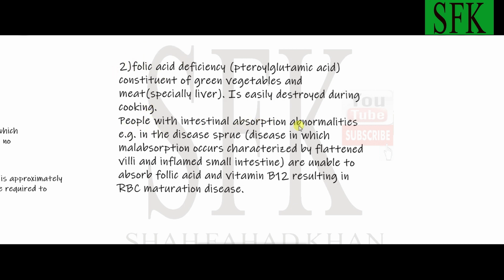So people with intestinal absorption abnormalities, for example the disease sprue, are affected. Let me talk about this disease. Sprue is a condition in which the villi of the small intestine become flattened, meaning their surface area has decreased, and they become inflamed. The small intestine is then unable to absorb both vitamin B12 as well as folic acid, and hence again red blood cell maturation failure might occur, resulting in anemia.